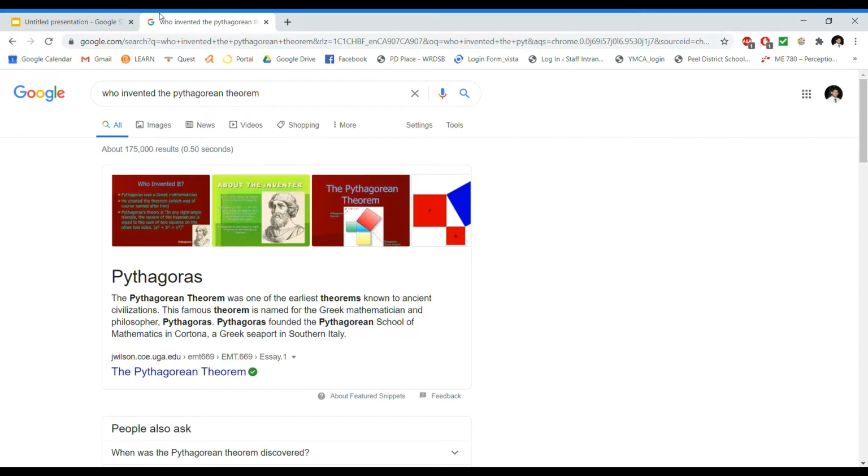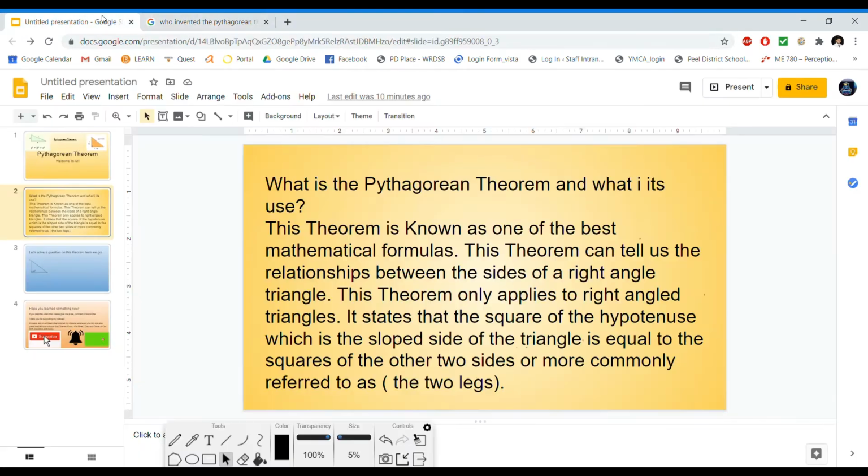The Pythagorean theorem was one of the earliest theorems known to the ancient civilizations. This famous theorem is named for the Greek mathematician and philosopher Pythagoras. Pythagoras founded the Pythagorean school of mathematics in Cortona, a Greek seaport in southern Italy. So that's the person who founded it.